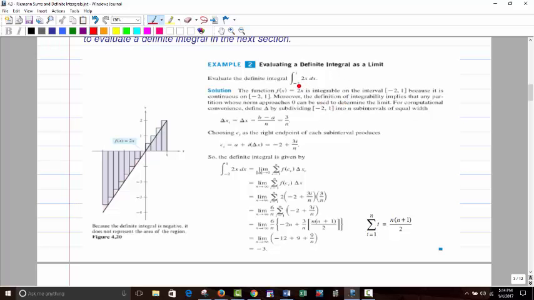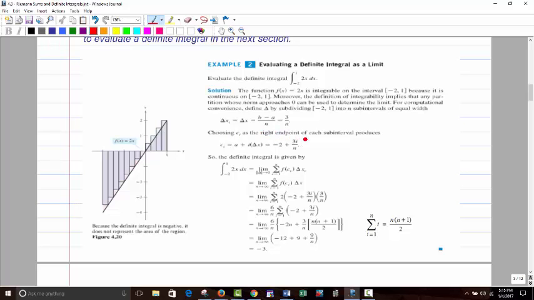Okay, so we're going from -2 to 1, which means we have a distance of 3, and they're dividing it into n equal subintervals. N is just n here. There's no value for n. We're going to let it approach infinity. So we have 3 over n, which is 1 minus negative 2, over n.